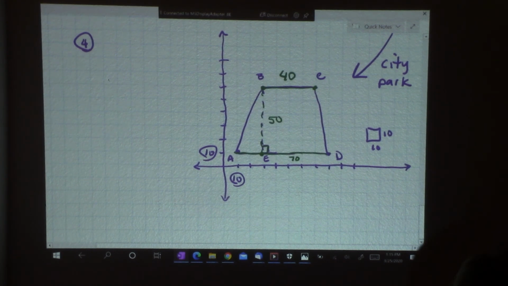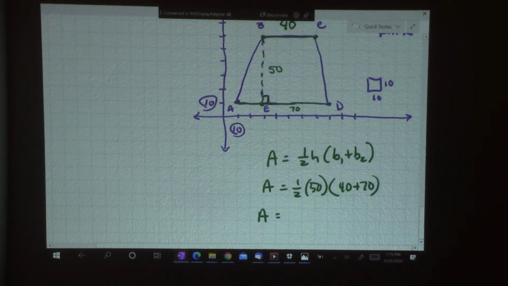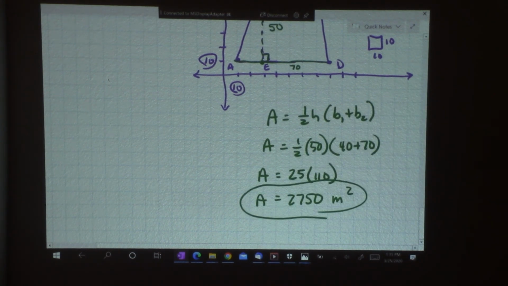Okay, so to find the area then, I use my formula, and I get half of 50 times 40 plus 70. Half of 50 is 25, and I get 110. And when I multiply those, I get 2,750 meters squared. That is the area of the park.